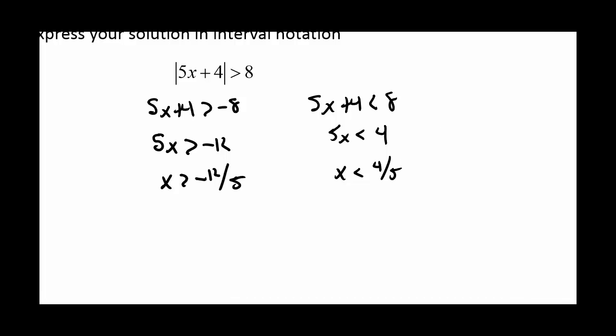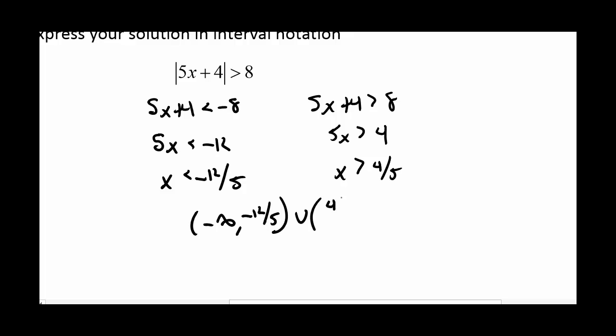Okay, sorry, it took me a second. My symbols are the wrong direction. That's what happens when I have to do too many review problems in one day. Okay. With the negative, it does switch, so it should say less than. The positive stays the same. Anyways, so in interval notation, it should be negative infinity up till negative 12 fifths union 4 fifths up to infinity. And there we go.